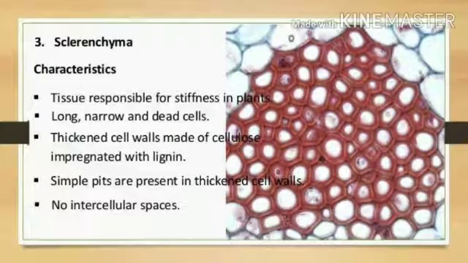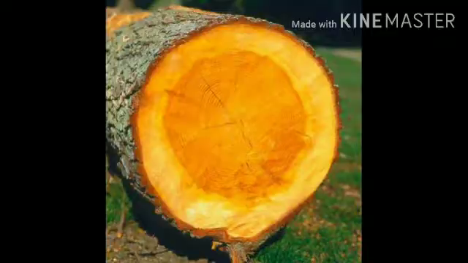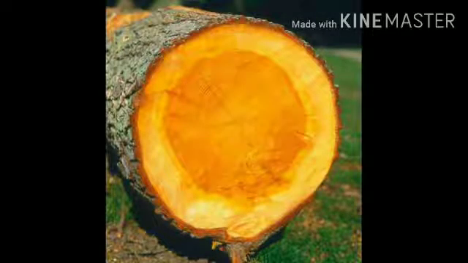And the third type of tissue in ground tissue is sclerenchyma. Sclerenchyma cells have very thick walls and they are very tightly packed without spaces. So these are hard tissues. The sclerenchyma provides structural support in plants. They form the hardwood of the plant. If we cut the trunk of a tree, we can find the hardwood at the center.